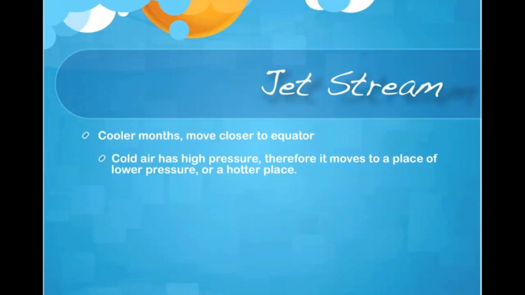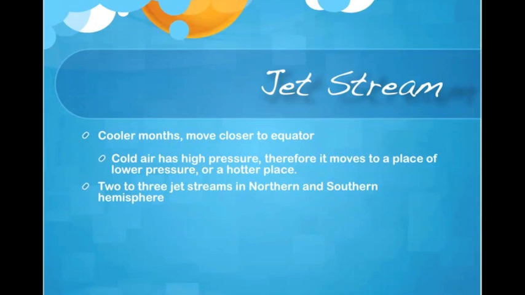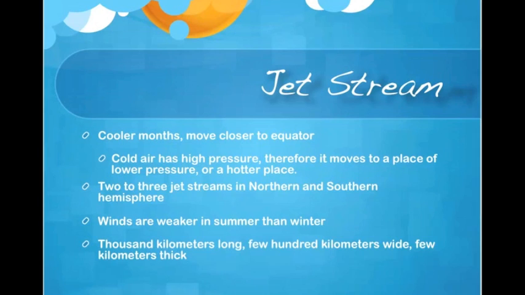In colder months, the air moves closer to the equator. This happens because cold air has higher pressure. Therefore, it moves to a place of low pressure or a hotter place. There are 2 to 3 jet streams in the northern and southern hemisphere. The winds are weaker in the summer than winter. They are generally thousands of kilometers long, a few hundred kilometers wide, and a few kilometers thick. Convection currents are found to form jet streams.